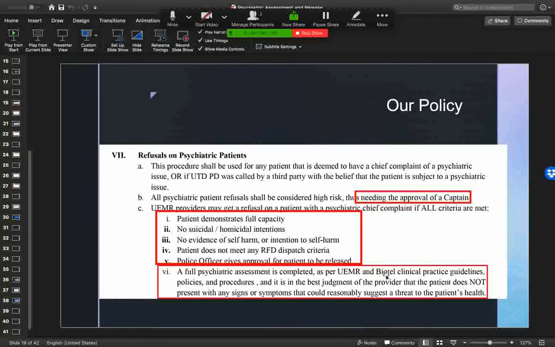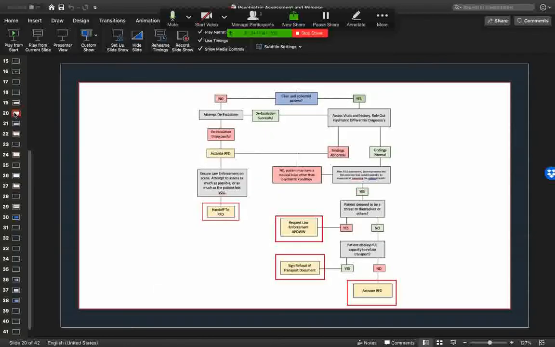Well, actually, it's not Biotel anymore. This needs to be changed. It's going to be Dr. Tice's clinical practice guidelines, policies and procedures, and is the best judgment of the provider that the patient does not present with any signs or symptoms that could reasonably suggest a threat to the patient's health. Again, you have to be able to articulate this, so be very, very careful about that. We'll keep going and we'll come back to this.